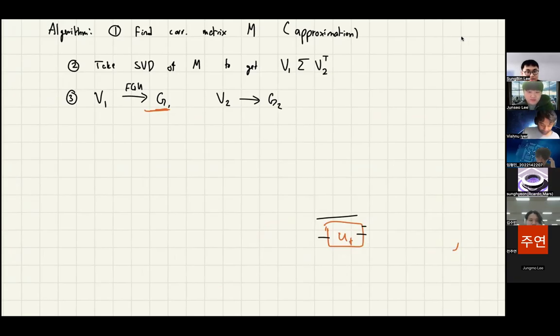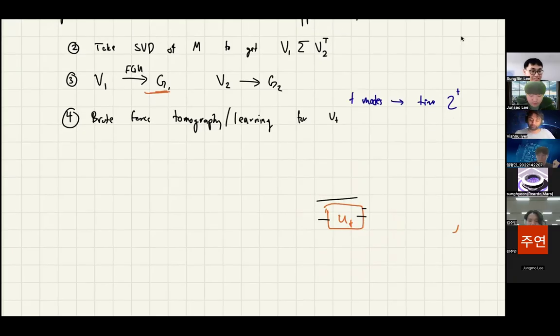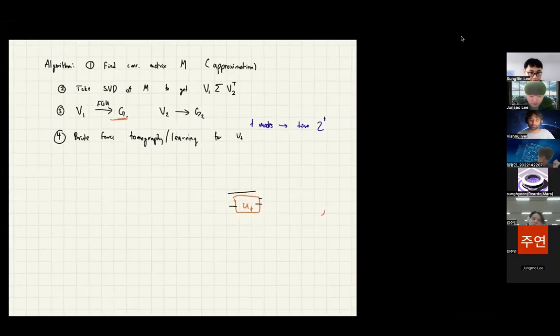And the last step is brute force tomography, learning. Tomography and learning are basically interchangeable for U_t, okay? And there's only t modes. Because there's t modes, this takes time 2 to the t. And this is where the exponential time comes from, okay? And then once you do that, you're home free. Okay, so this is the learning algorithm.